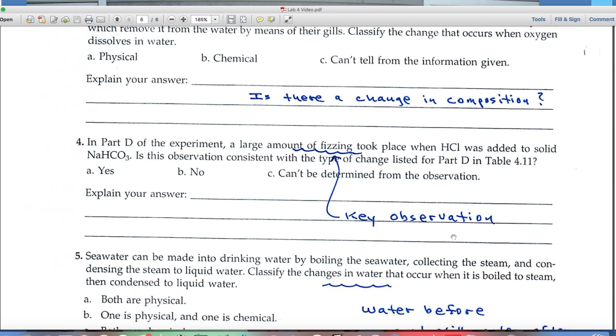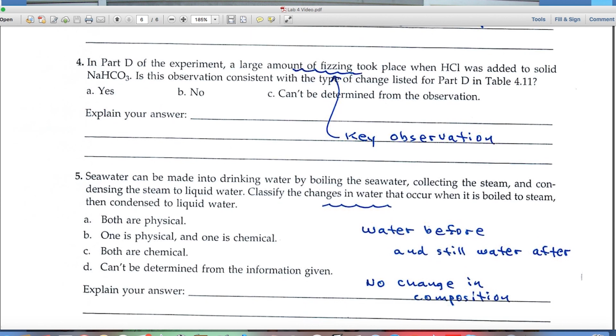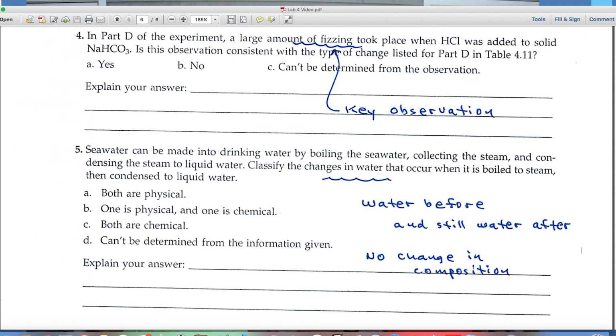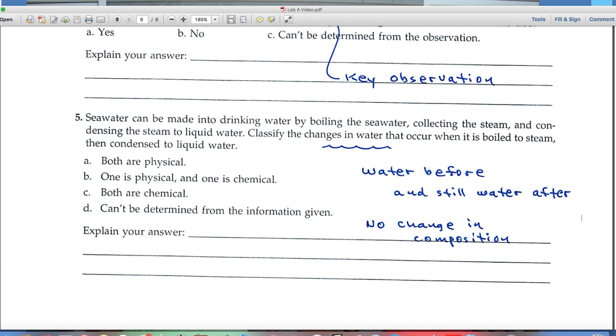Number 4, hey, there's that word fizzing again, and that'll help guide you to the correct answer. Number 5, seawater can be made into drinking water by boiling the seawater, collecting the steam, and condensing steam to liquid water. Classify the changes in water that occurs when it is boiled to steam and then condensed to liquid water. Well, we had water when we started, and we still have water when we're finished. There hasn't been any change in composition. So let that guide you a little bit.